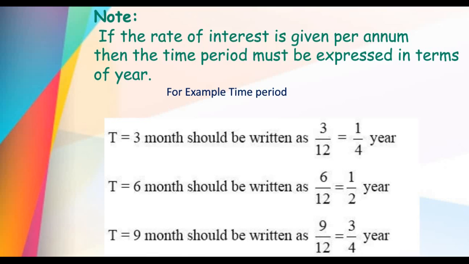Usually the rate of interest is calculated for 1 year. If in the question it is given for 3 months, 6 months or 9 months, etc., we have to convert the month into year. Yes. Then let us see how can we convert month into year. We know that 1 year equal to 12 month, right?